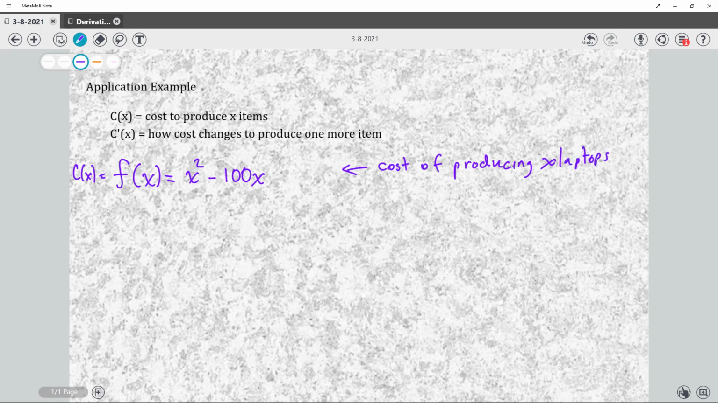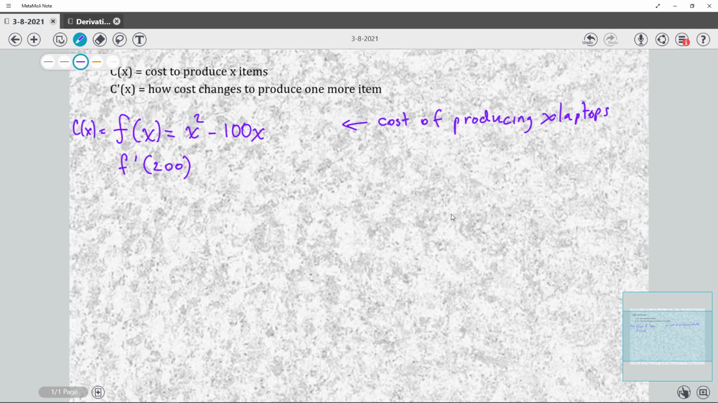And what if we want to know at the point where 200 computers have been produced, what would the approximate cost be of producing the 200th? So in other words, what we're looking for is f prime of 200, and this would be the cost of producing one more to get to 201.